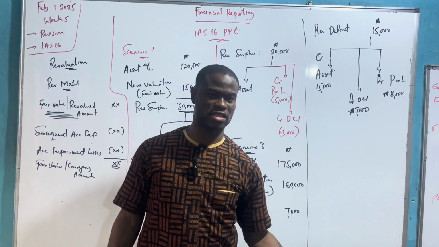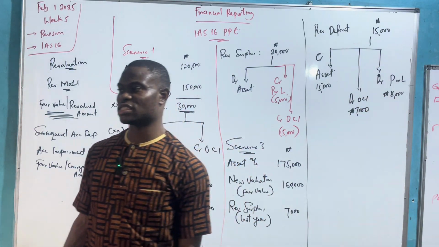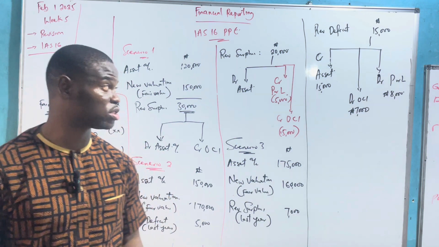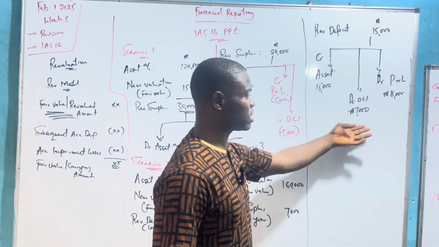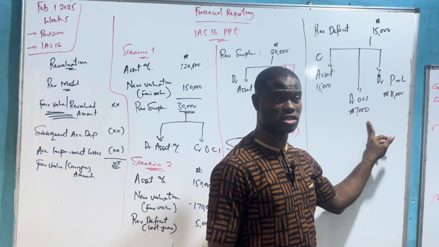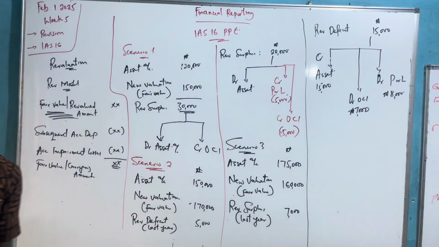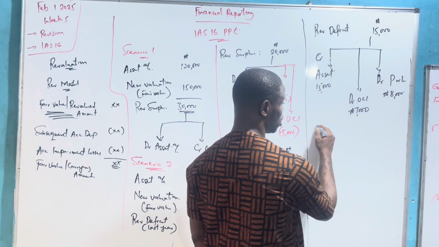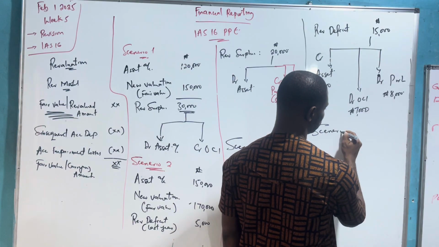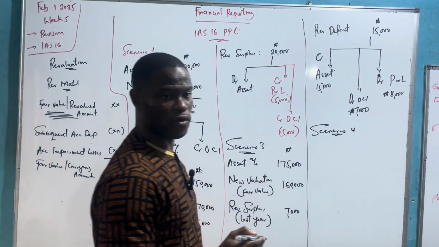Then any excess can go to where? P&L, as a deficit of how much? Of 8,000. This 8,000 is simply 15 minus what? 7,000. Final scenario. If you understand this one, that is all. I'm done with revaluation. Scenario 4.